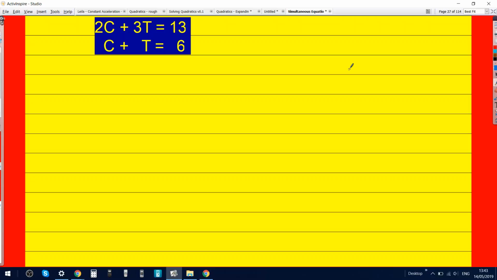So you can choose either T's or C's to make the same. If you times the bottom by 2, for example, is that how you do it? So that will make it 2C plus 2T equals 12. And the top will be 2C plus 3T equals 13.